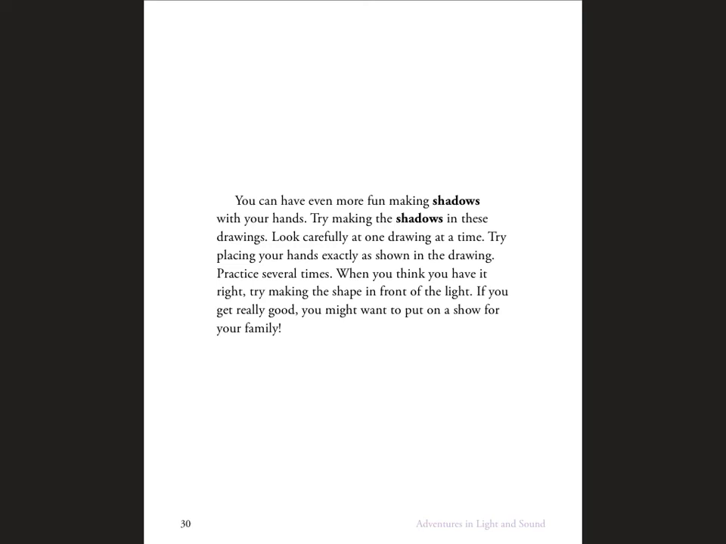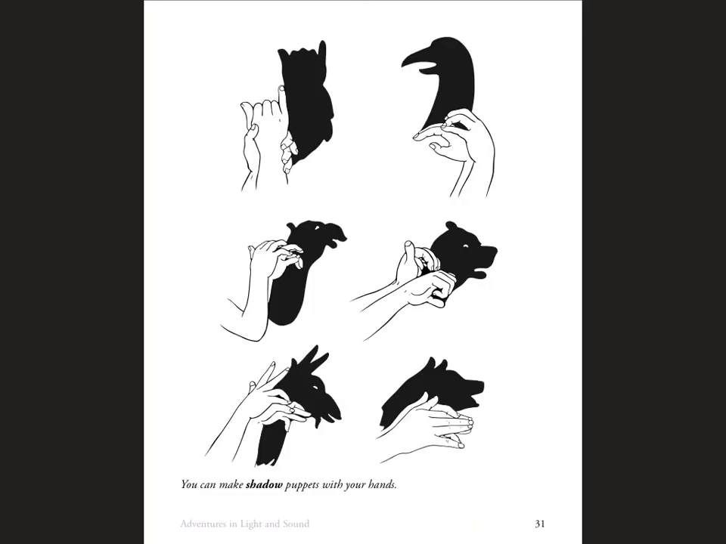Try making the shadows in these drawings. Look carefully at one drawing at a time. Try placing your hands exactly as shown in the drawing. Practice several times. When you think you have it right, try making the shape in front of the light. If you get really good, you might want to put on a show for your family. You can make shadow puppets with your hands.